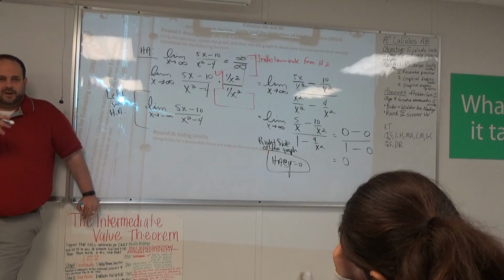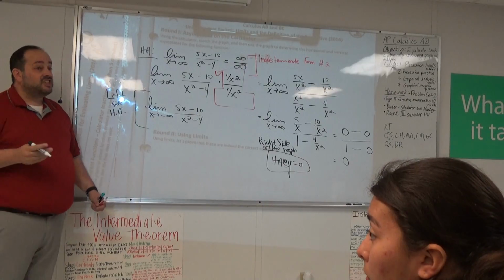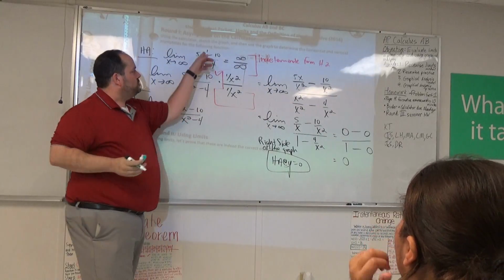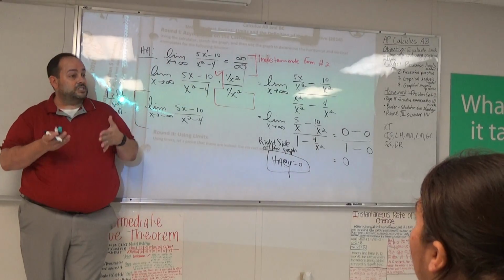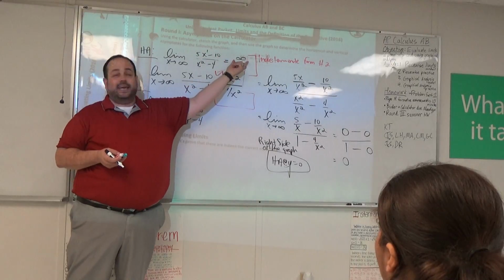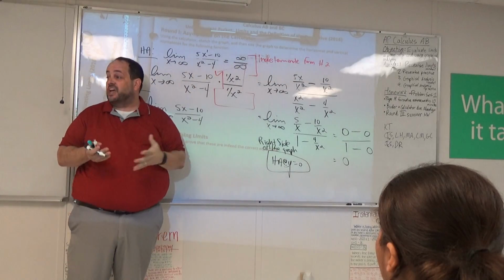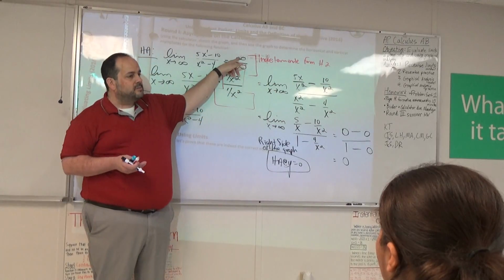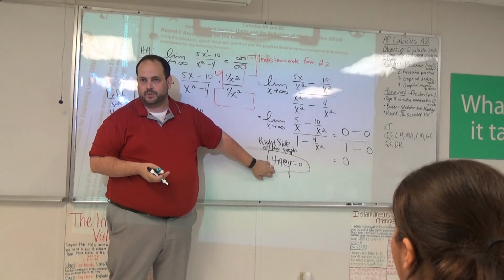Now, Polymon, were you the one that was remembering the thing about the degrees? Yeah. Okay. Here's the thing about the degrees. Degree 1 in the numerator, degree 2 in the denominator. Which one's bigger? 2. That means that the denominator grows faster. So 5x minus 10 is approaching infinity. x squared minus 4, though, because the degree is bigger, grows faster. If the denominator grows faster than the numerator does, everything collapses to 0. You're going to get a horizontal asymptote of y equals 0.